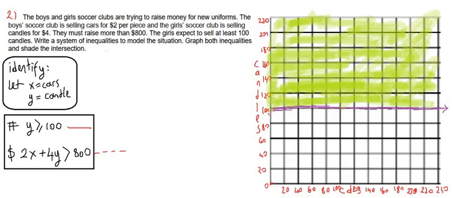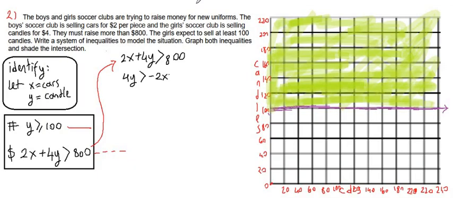Okay, that's good. Now we're going to work on the second inequality. Here we solve for y. We have 2x plus 4y is greater than 800. Let's subtract 2x on both sides, so 4y is greater than negative 2x plus 800. Now divide everything by 4. You get y is greater than negative 1/2 x plus 200, since 800 divided by 4 is 200.